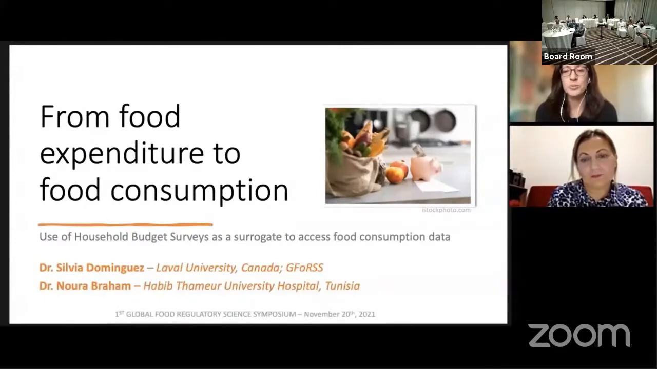During this talk, we will present a methodology for converting food expenditure data from household budget surveys into food consumption data. In the first part, I will describe the data transformation steps to go from the amount a household spends in food to the amount of food consumed by an adult equivalent. And next, Noura will explain how an adaptation of this methodology was applied in Tunisia.